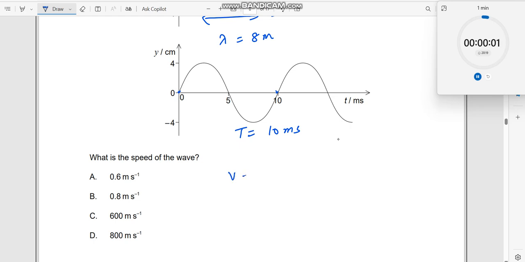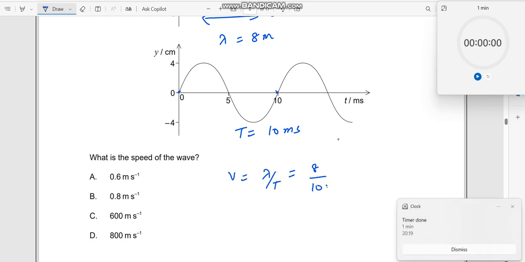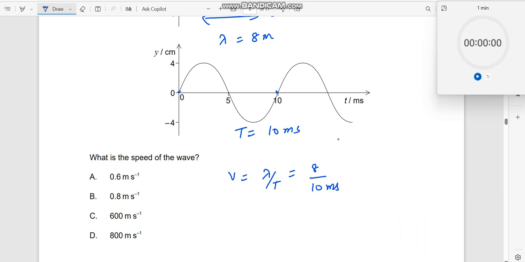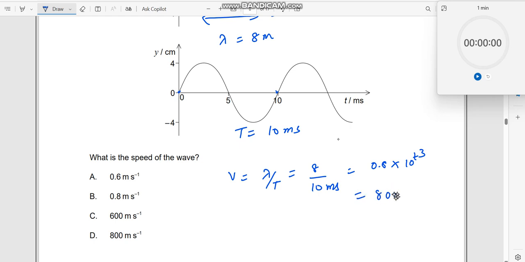What is wave velocity? Lambda divided by T, which should be 8 divided by 10 milliseconds, which should now be equal to 0.8 times 10 to the power of minus 3, sorry, plus 3. Milliseconds means 10 to the power minus 3 goes upwards to 10 to the power plus 3, which should now be equal to 800 meters per second. Okay, the answer is D.